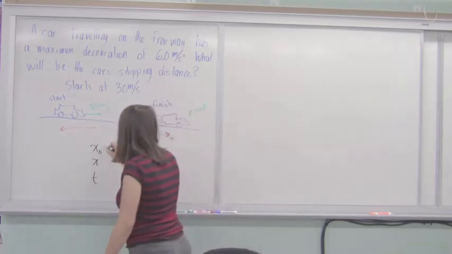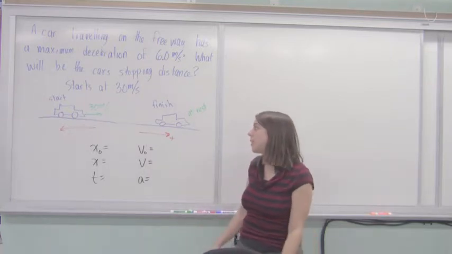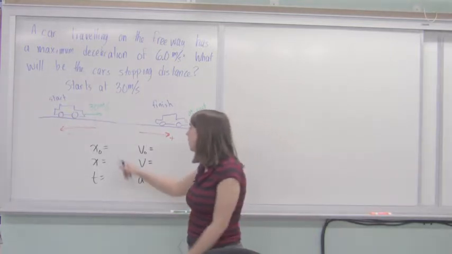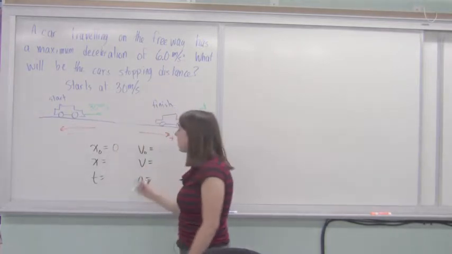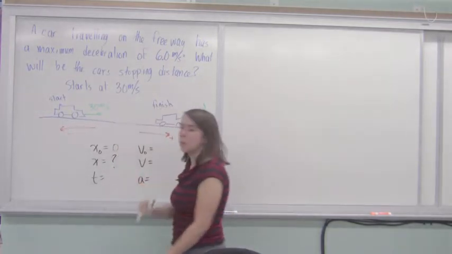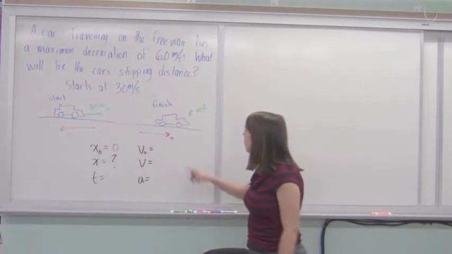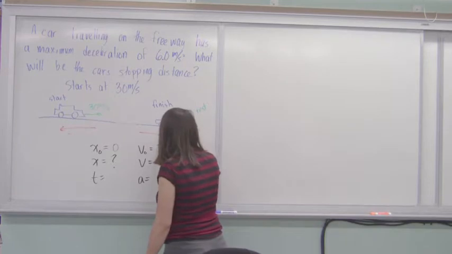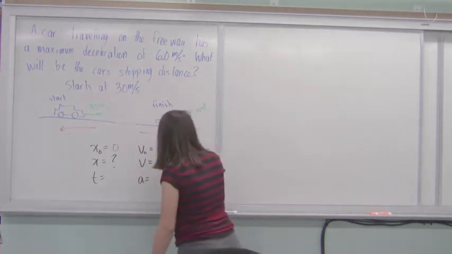So, unless the problem says otherwise, if you're trying to figure out a distance, it's usually pretty safe to set the initial position equal to 0. The final position in that case is exactly what we want, so I like to put a question mark next to the one that we want. We know it starts out going 30 meters per second. It's going to end going 0 meters per second.